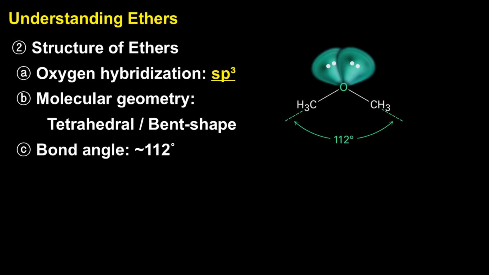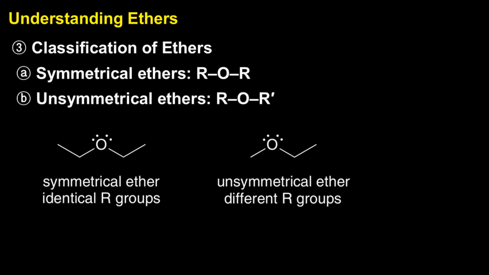The oxygen in an ether is sp3 hybridized, just like in water or alcohols. That means it has 4 electron groups around it, 2 bonding pairs and 2 lone pairs. So the electron geometry is tetrahedral, but since we only see the atoms, the actual shape looks bent. The bond angle? It's usually around 112 degrees, a bit wider than the ideal tetrahedral angle.